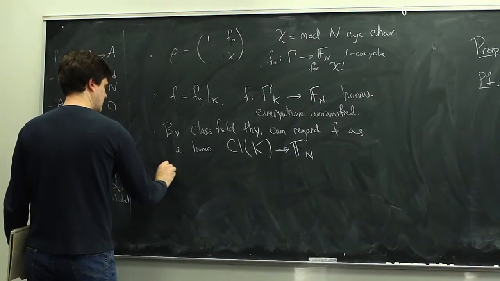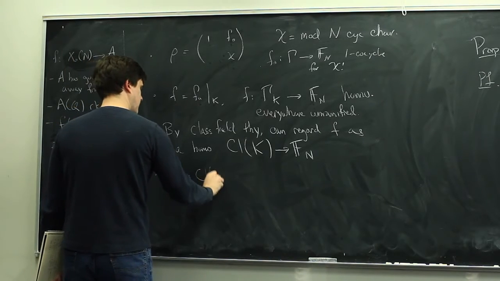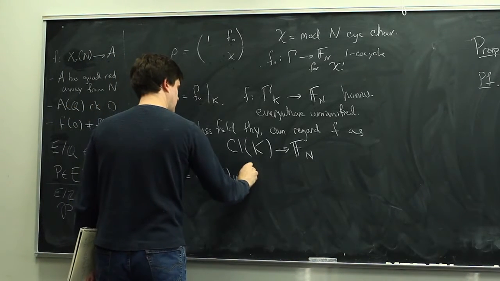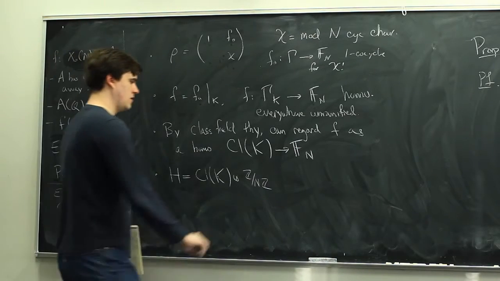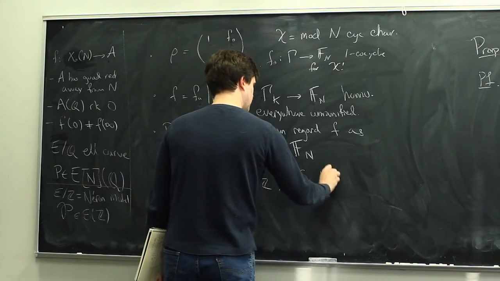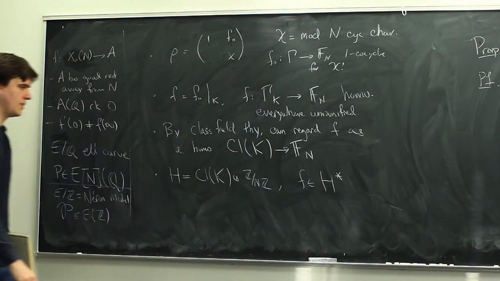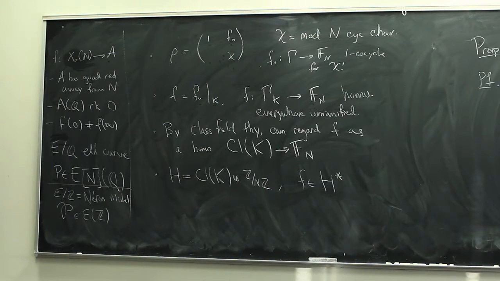So I'm going to call that H. Let me call H the class group of K tensored with Z mod nZ. So this is a vector space over F_n. And I can think of my f as an element of the dual space. Right, it's a map from H to F_n.